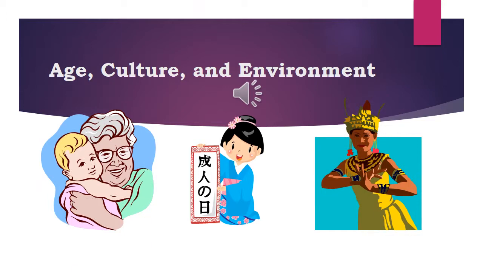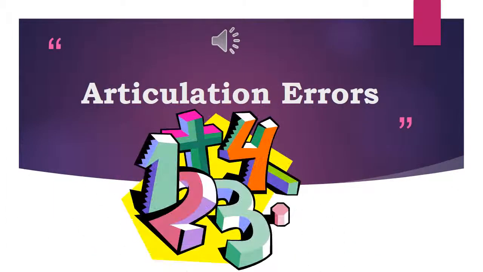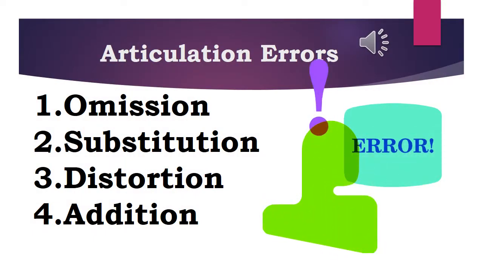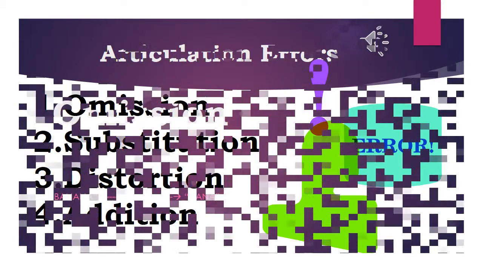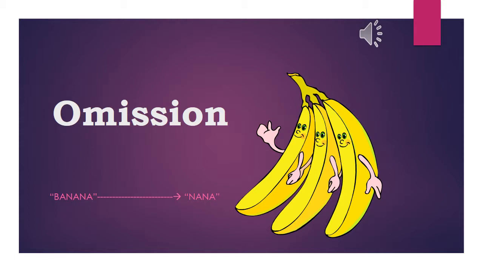It is important to note that articulation is related to the speaker's age, culture, and environment. There are four types of articulation errors: omission, substitution, distortion, and addition. Omission errors occur when a sound or a group of sounds is left out of a word. For example, rather than saying banana, one might say nana.